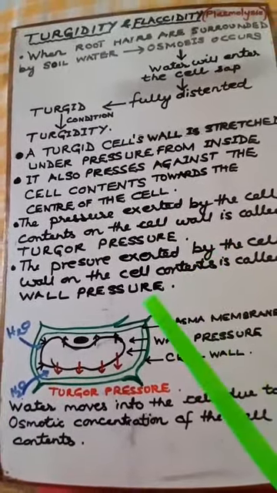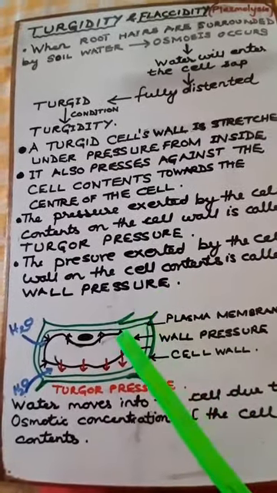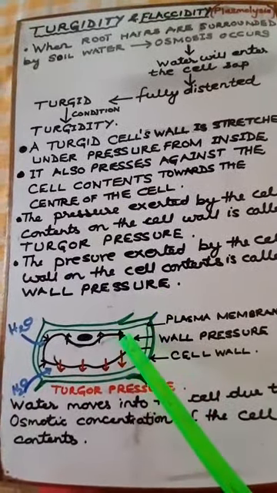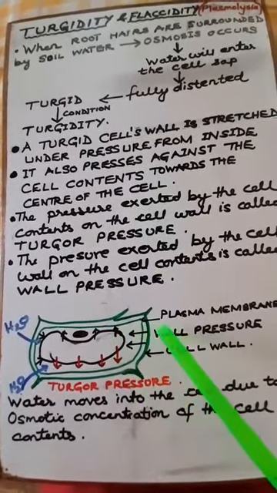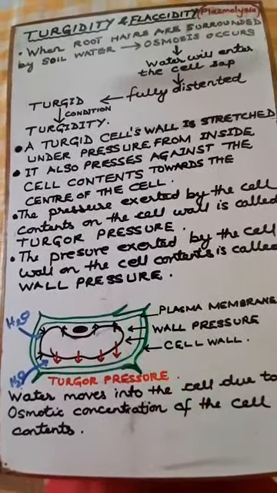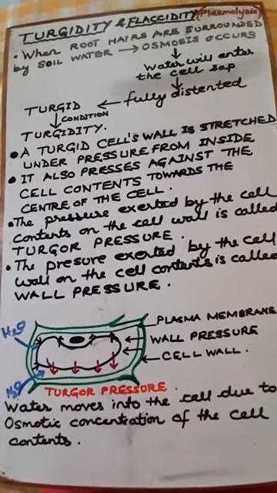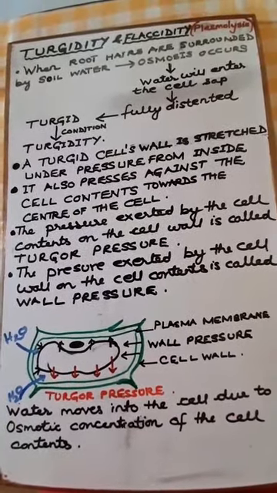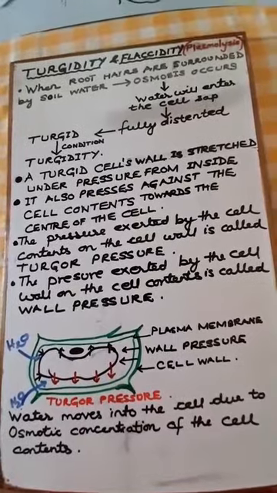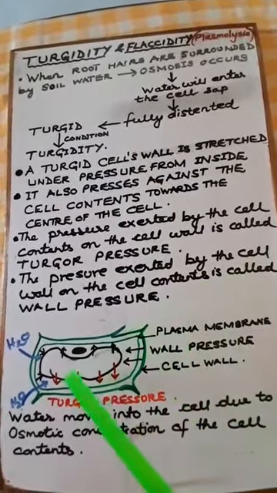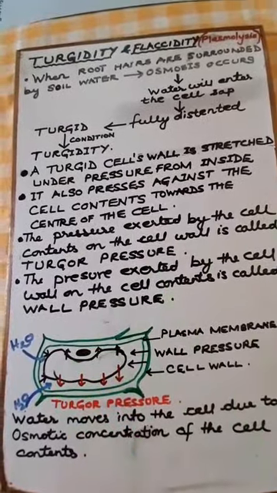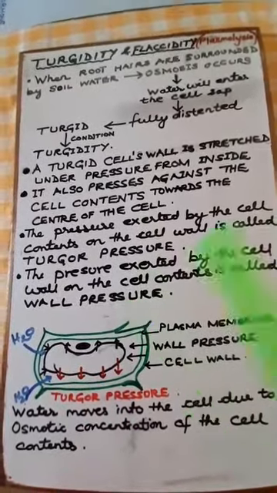But if the turgor pressure, that means the cell contents from inside, if their pressure is higher than that of the wall pressure, then the cell will burst. Okay, it will burst. Now, water moves into the cell due to osmotic concentration of the contents. Due to osmosis, water moves into the cell. So this is the pressure.